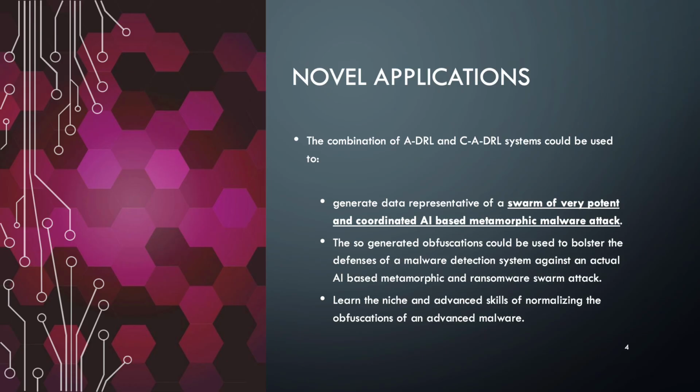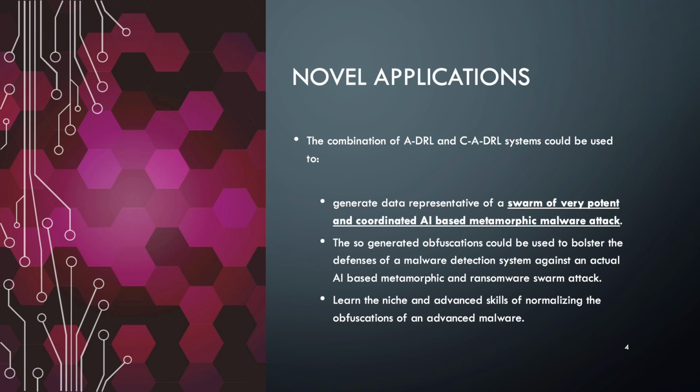Now, what are the different novel applications that this combination of AR layer and CADR systems could be used for? We have two types of advanced attacks. One type is by the metamorphic malware, or second generation malware, or ransomware type malware. And then there is another type of advanced attack, which is used by commodity malware, also called first generation malware, but used in swarms such that they can penetrate any system and create an initial access through which those second generation or advanced malware could penetrate that system.